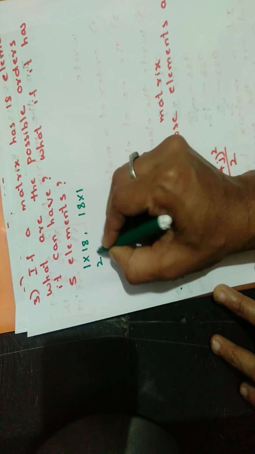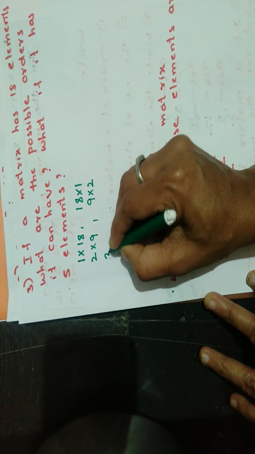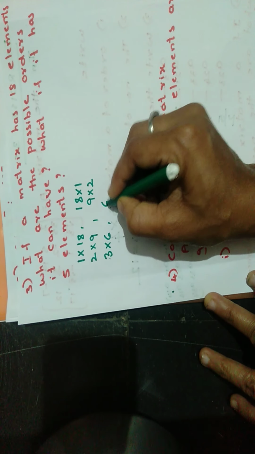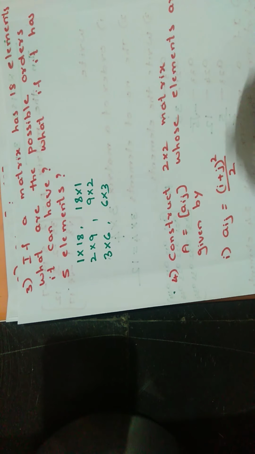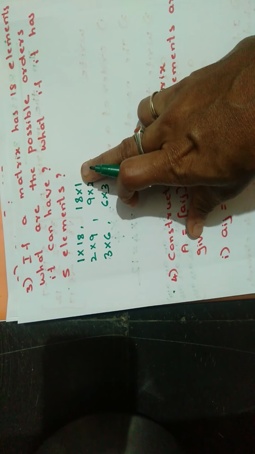This is the first possible order, so 1 row and 18 columns. Next we can consider 2 into 9 and 9 into 2. Next 3 in the 3 table, so 18 is there, that is 3 into 6 and 6 into 3 we have written. Next 4 is not there, 5 is not there, next 6 is there, so next 9 is there, lastly we have written 18. These are the possible orders to make the matrix.